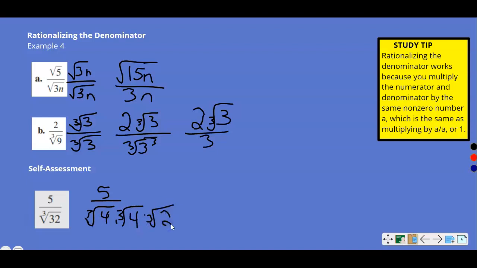Now, how do I know that? Well, you have to play with numbers a little bit. So what is 32 if you rewrite it? It's 4 times 8, and 8 is 4 times 2. So what I did was just write this as what it would look like if you broke that down.